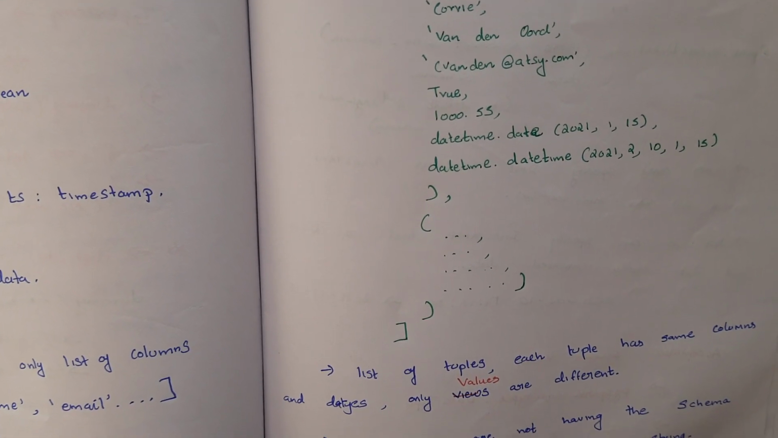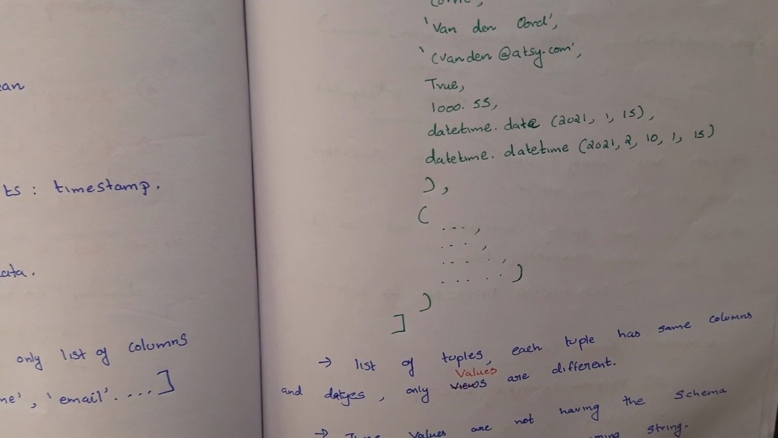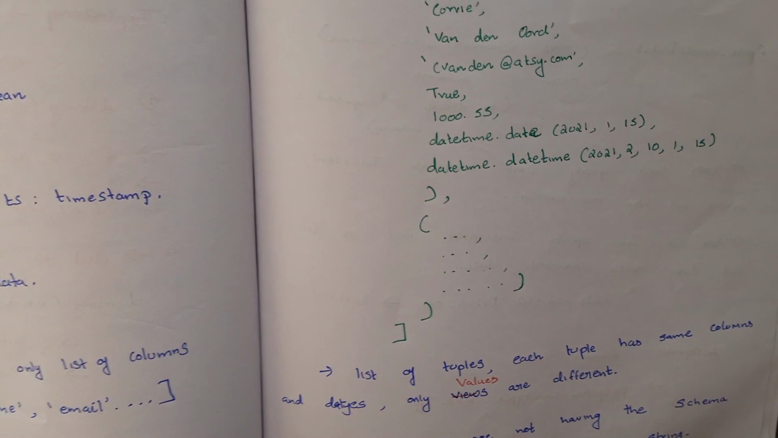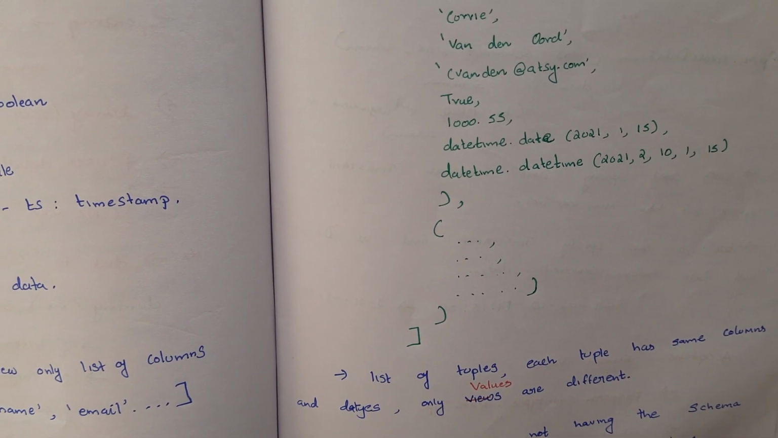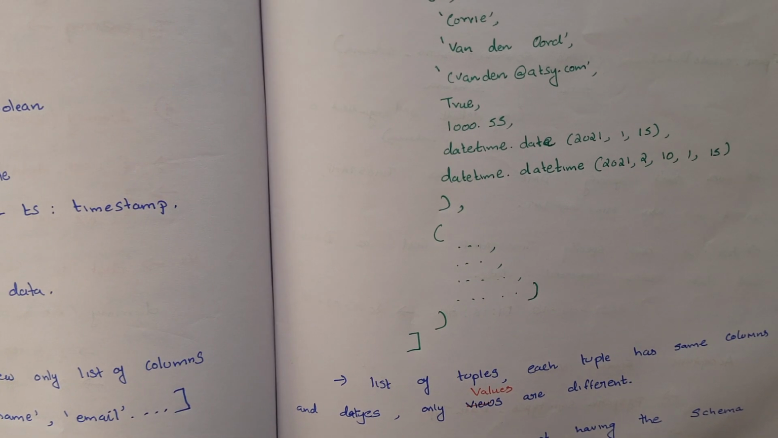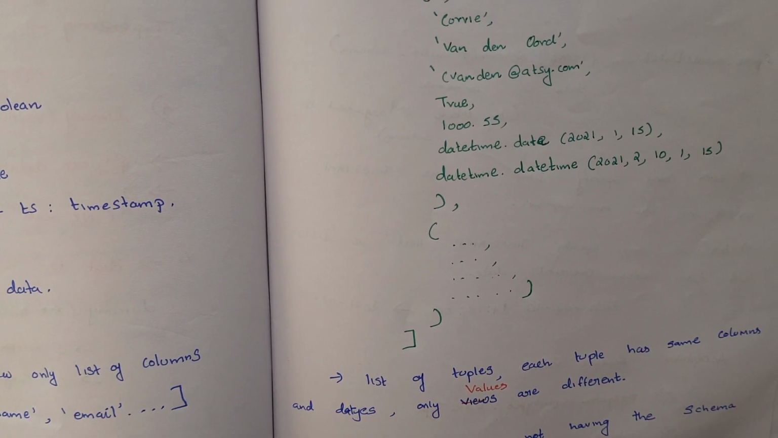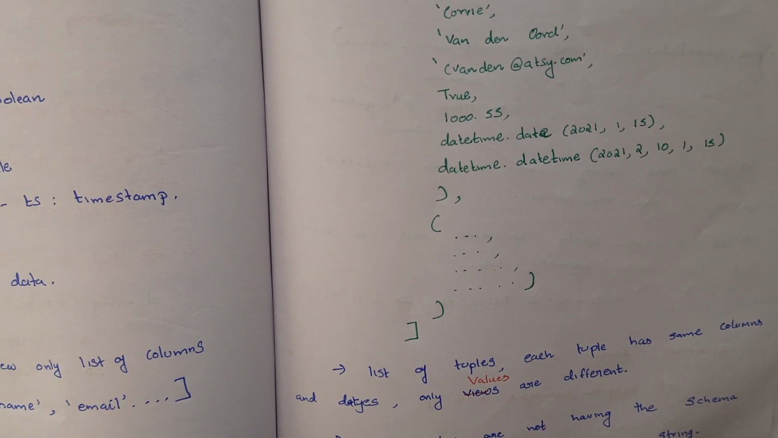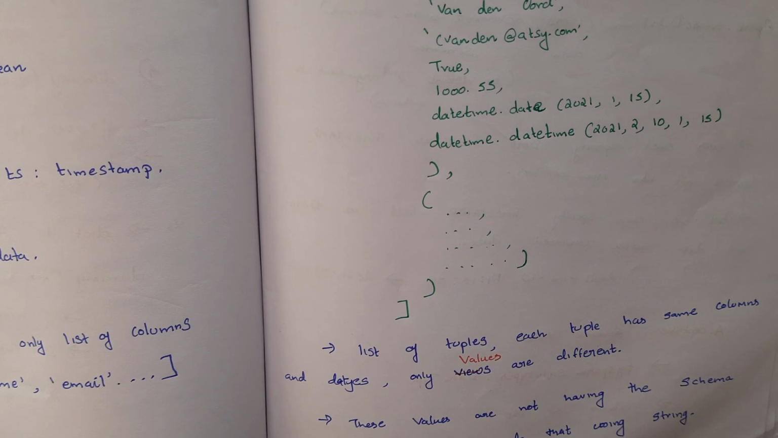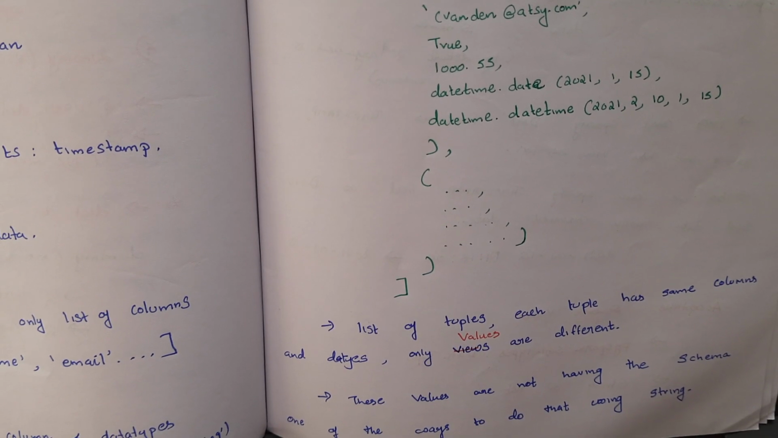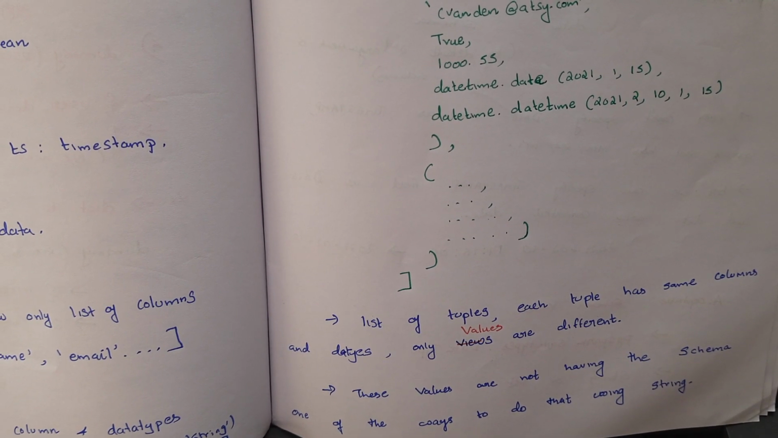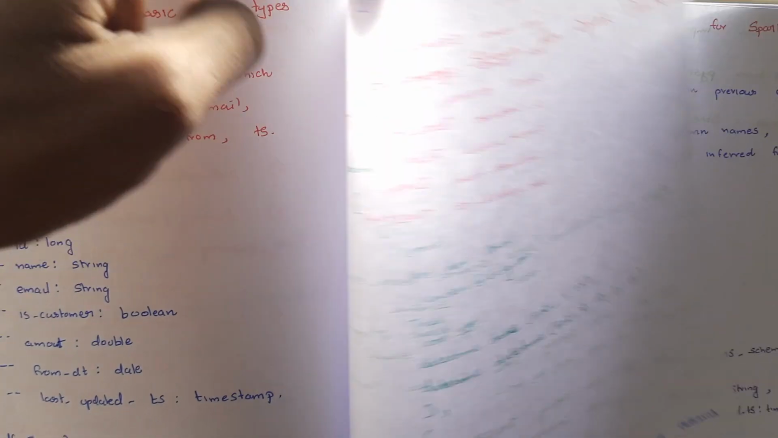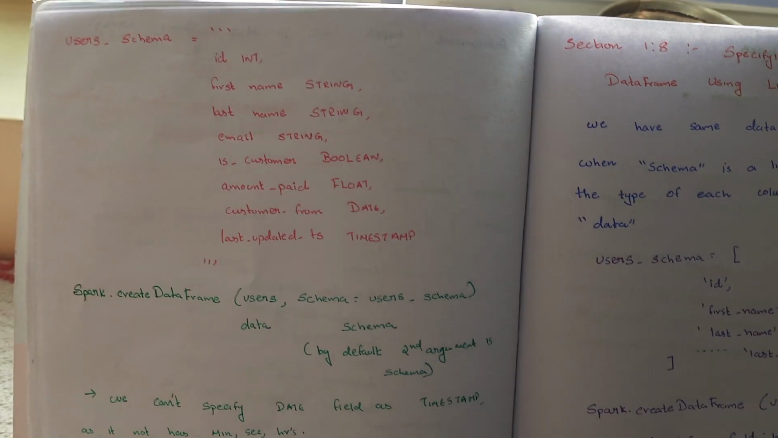The list of tuples, each tuple has the same columns and data types, only the values are different. In each tuple the first value is an id, and the last value is a timestamp. So I'm following an order here across all the tuples. Only the values inside the tuple are going to change. These values do not have a schema. The only way to do it is using a string. So let's say we have a data file. Now we are going to specify a schema using a string for that.